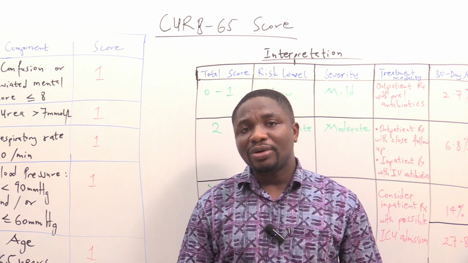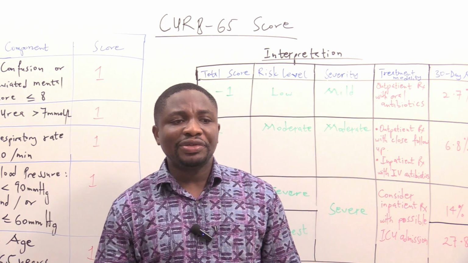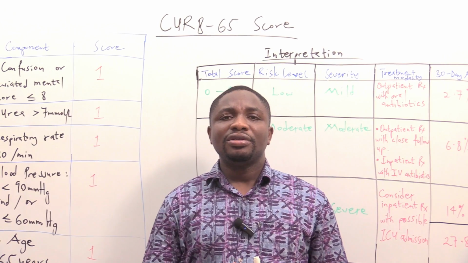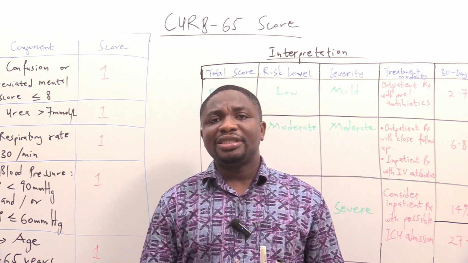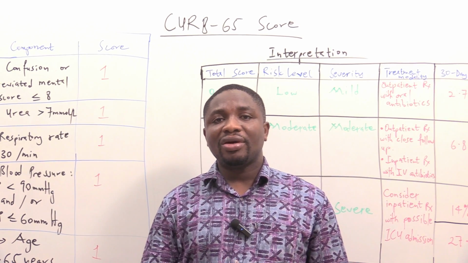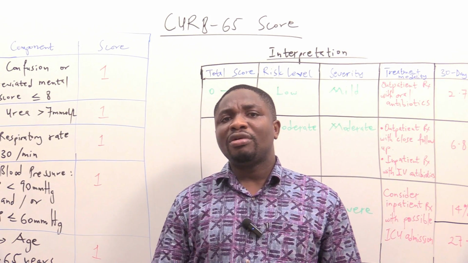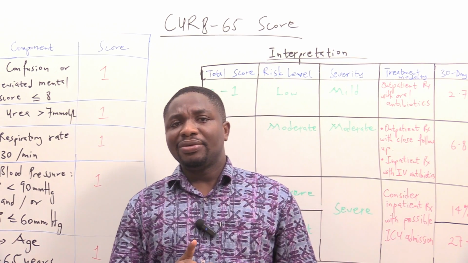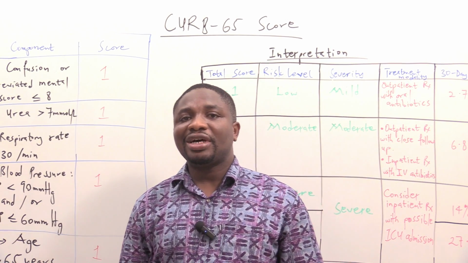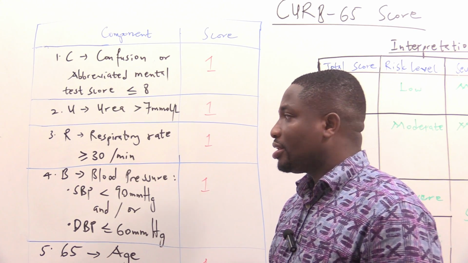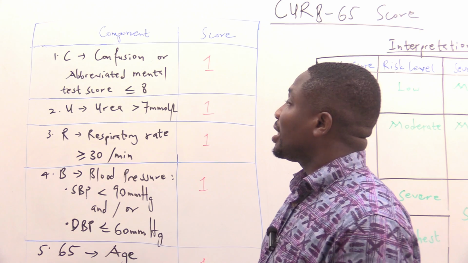Now let's move ahead and look at the components of the CURB-65 score. As I initially said, the name CURB-65 is derived from the components and put in the form of an acronym. So for the components, we have CURB and 65. Let's take the first one, that is C.